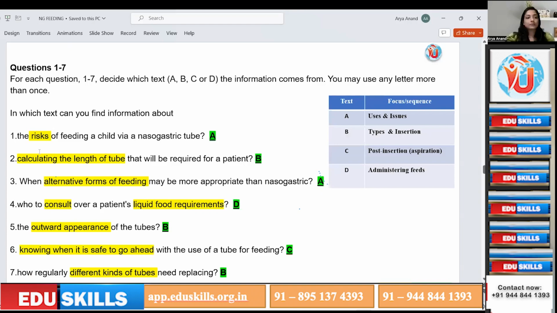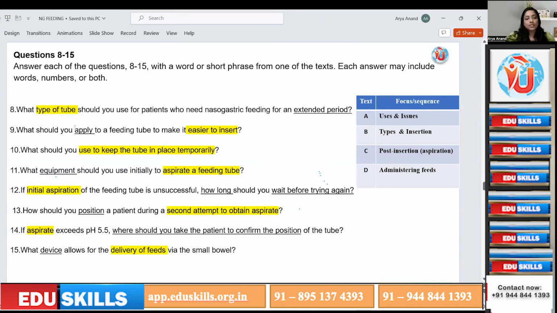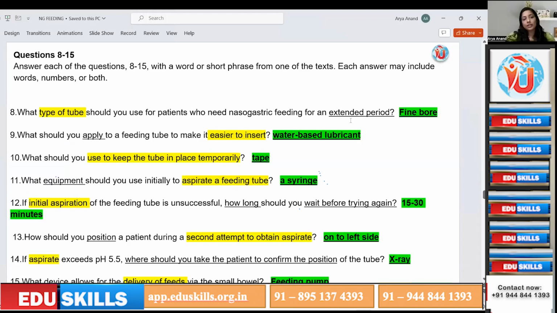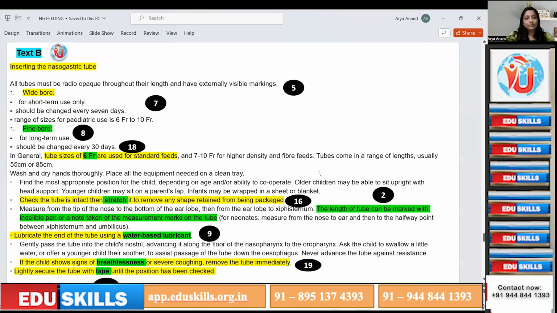Fine. So first one, what type of tube should you use for a patient who needs nasogastric feeding for an extended period? Extended period, here they have mentioned fine bore. Long-term, fine bore. And extended period means long-term use. The synonym they have used for long-term use is extended period.